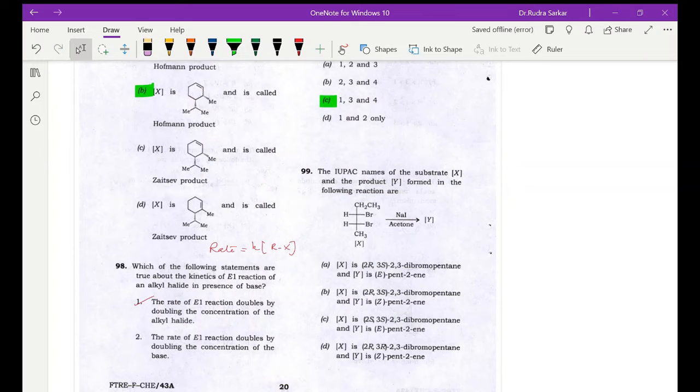IUPAC names of the following substrate X and the product Y formed in the reaction are as follows. We have to find out. So over here, first of all we have to find out what this is. We have to name from here. This is carbon 1, this is carbon 2, this is 3, like that. So this is basically 2,3-dibromopentane, no doubt about that.